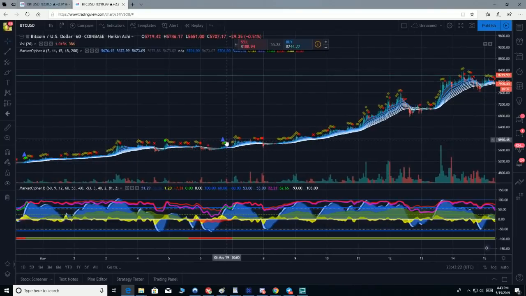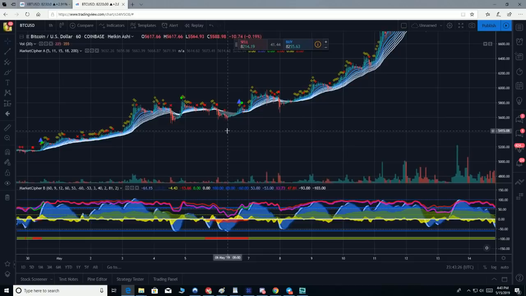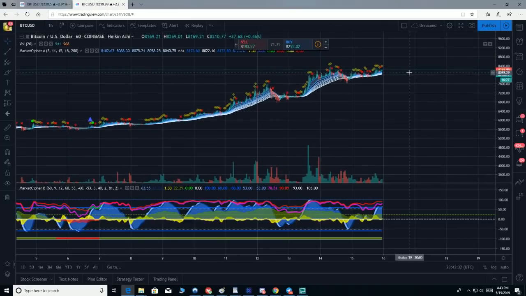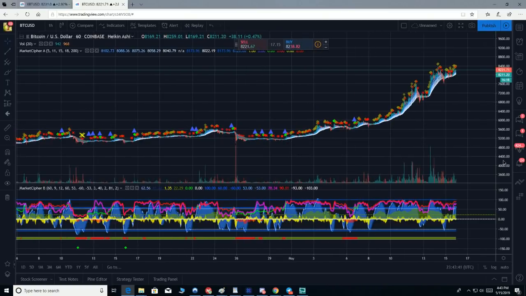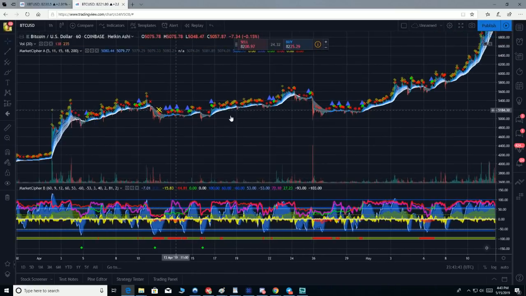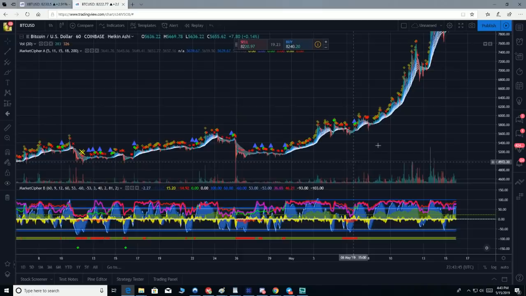Boom, look at this bot entry on the hourly. If you strictly just entered following the hourly, you would have entered at $5,700, and you'd be sitting pretty here at 8,200. Maybe open up a low leverage long. If you just bought some Bitcoin, you'd be sitting pretty. Take that as you will.